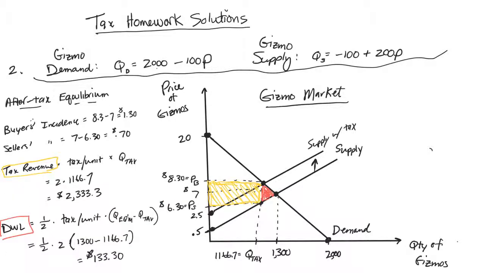Right. So in addition to the incidence, there are a few other calculations we can do based on this problem. We've already talked about the buyer's incidence and the seller's incidence. We can also calculate the tax revenue pretty easily. The tax revenue is this area represented by this yellow rectangle here. One side of the rectangle is the amount of the tax, and the other side is the after-tax quantity. So the total tax revenue is the tax per unit multiplied by the after-tax quantity. 2 times 1166.7 will give us $333.30 worth of tax revenue.